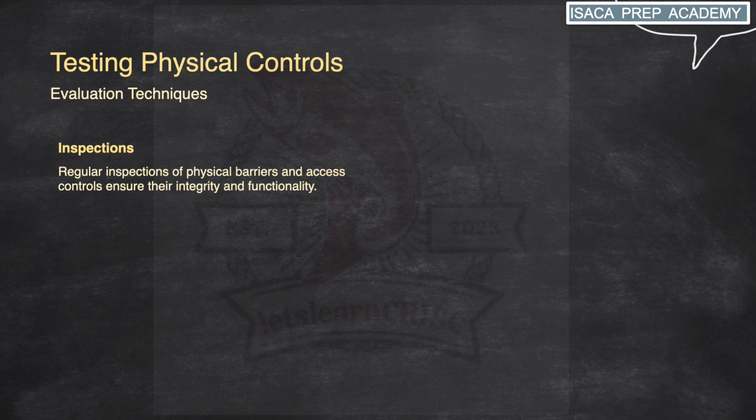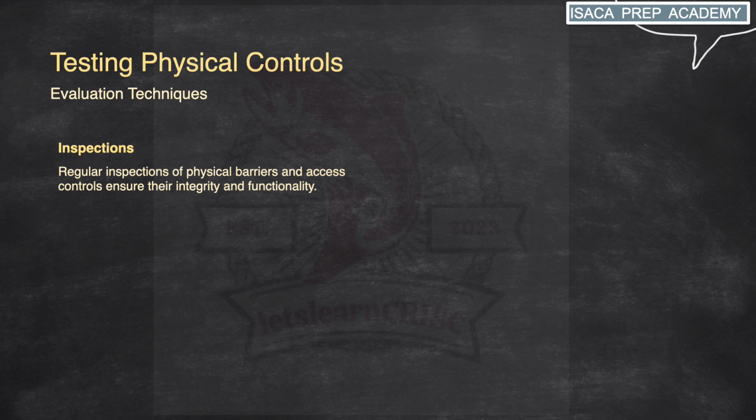Friends, during inspection, security personnel or designated individuals examine physical barriers and access control for signs of wear and tear, damage, or tampering that may compromise their effectiveness. They verify that locks are functioning correctly, gates are securely closed, fences are intact, and access control systems are operational. Any issues or deficiencies identified during inspections are promptly addressed through repair or replacement to ensure continued protection of sensitive areas and assets.